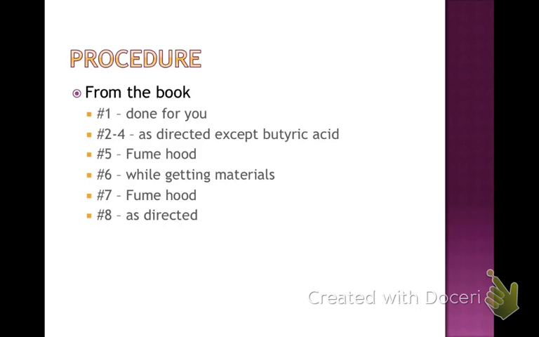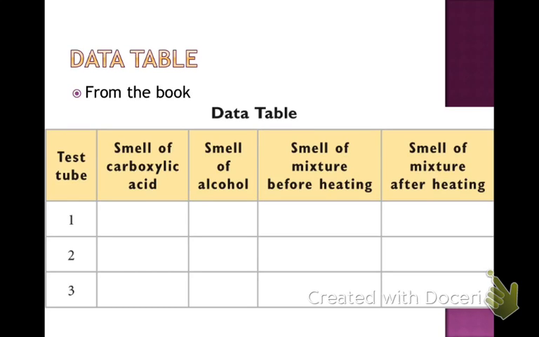Now for step 3, it'll tell you to add the butyric acid. Don't forget, your butyric acid is in the fume hood, so for that one test tube, you can go ahead and add in the alcohol first, which is ethanol, and then add your butyric acid when you get to the fume hood. This is your data table from the textbook, so make sure that you follow this and copy this down into the data section.